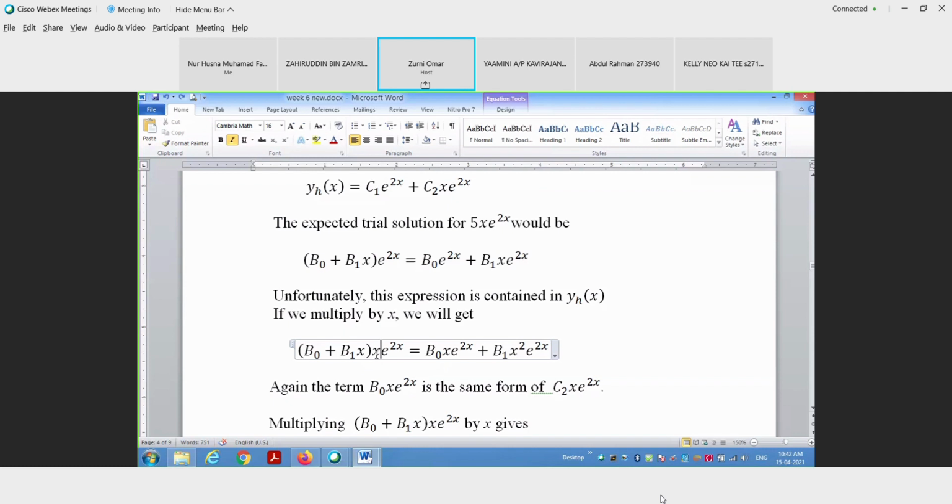That's why I multiply yang ini dengan X. Boleh? Okay, and then you kembangkan. Kenapa kembangkan? Because senang nak tengok, nak compare. And then now we have B0 X e to X, B1 X square e to X. Once dia sama, yang ni tak perlu compare lah. Kalau tak sama?